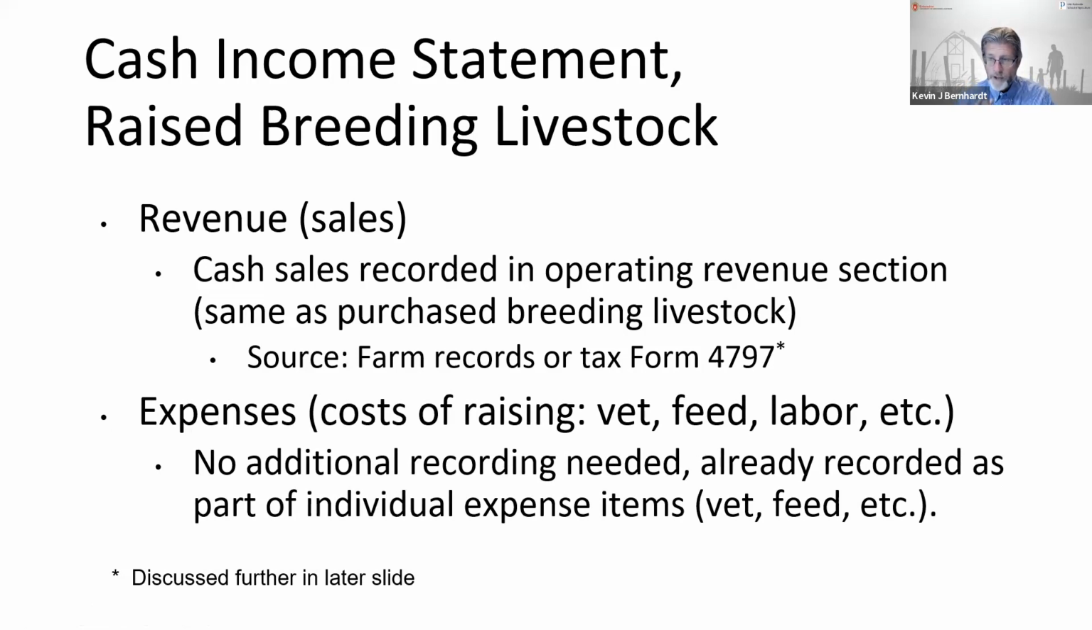And in the way that we're doing it in this spreadsheet, there's other ways to do it, but the way we're doing it in this spreadsheet is called the base value method. So we're just going to leave all those costs right there where they are with the vet cost, feed costs, labor costs, and so forth. We're not going to do anything to try to recapture those somewhere else. We're going to deduct them off our expenses for tax purposes, just like we normally do. So there's no additional recording that's needed. In other words, with respect to the expenses of that raised breeding livestock, we've already recorded those items as part of those vet costs, feed costs, and so forth.